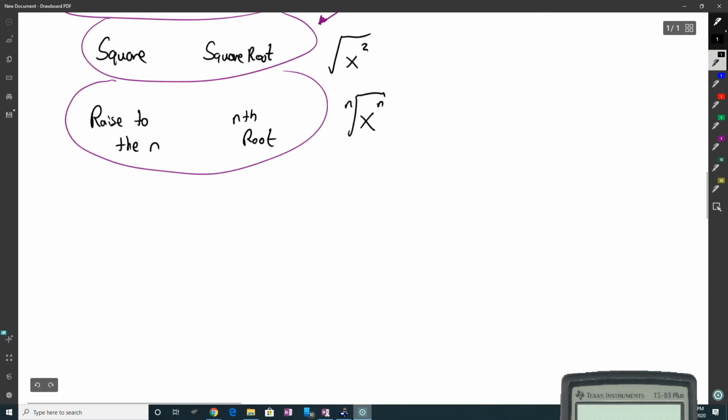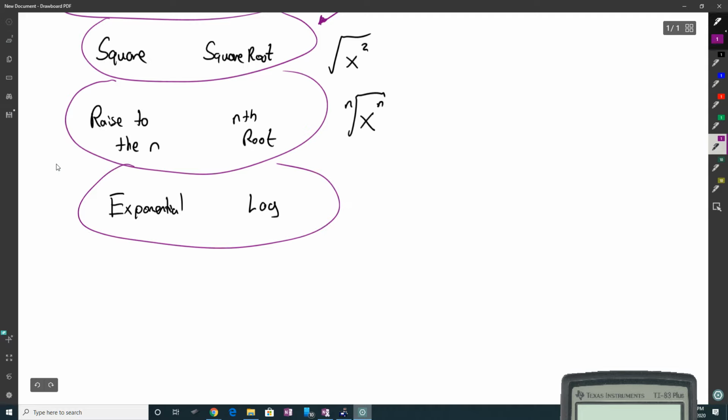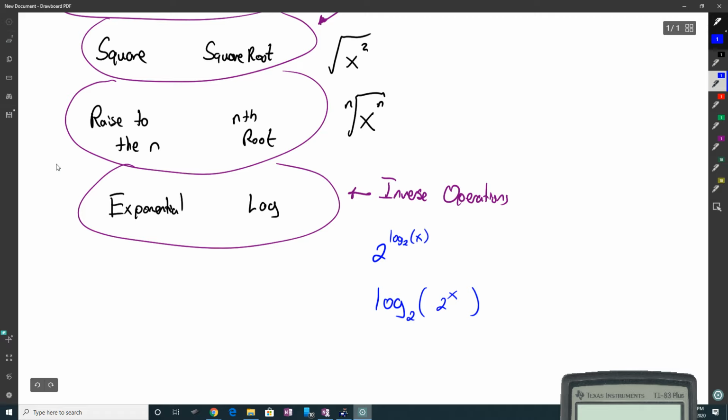Now, when we have an exponential and a log, it turns out that these two things cancel each other out. These are also what we call inverse operations. Okay? If you have 2 to the x, then if you turn the exponent into a log, they cancel each other out. If you have a log, and on the inside you put 2 to the x, they cancel each other out. We'll go more into that later.